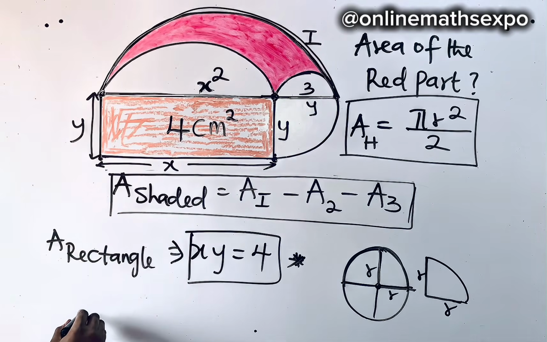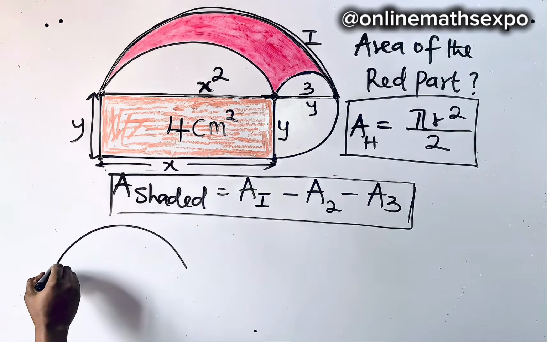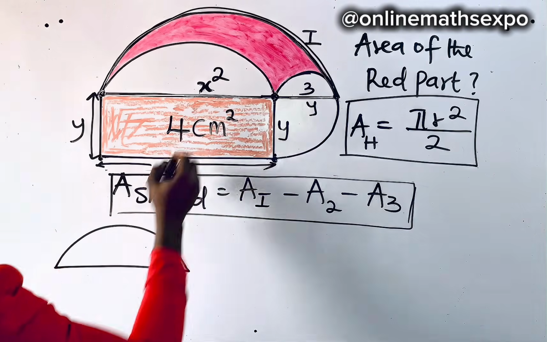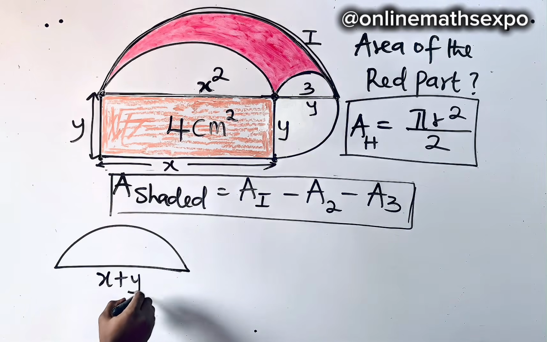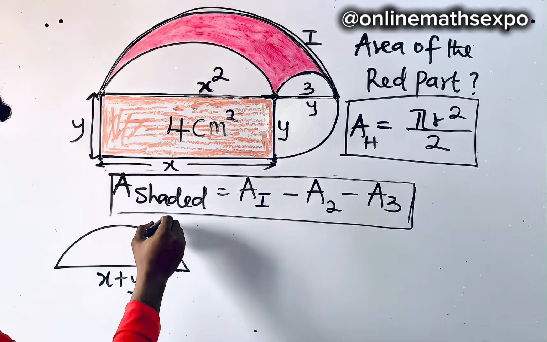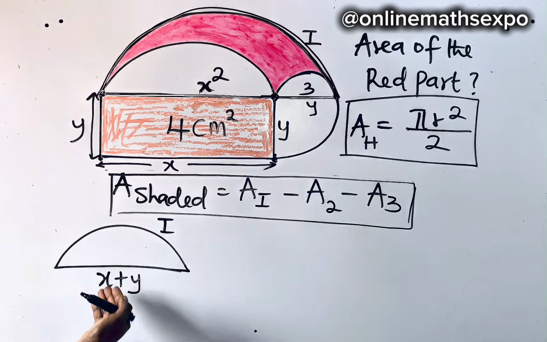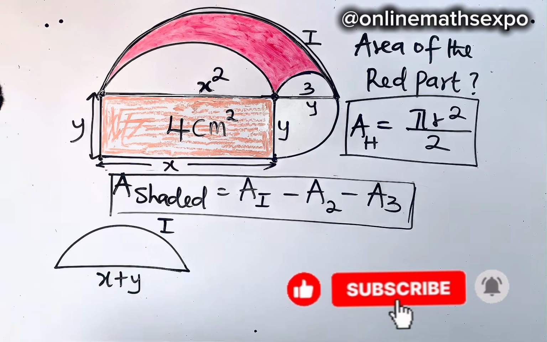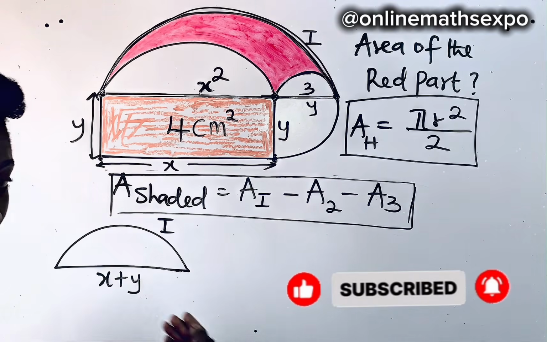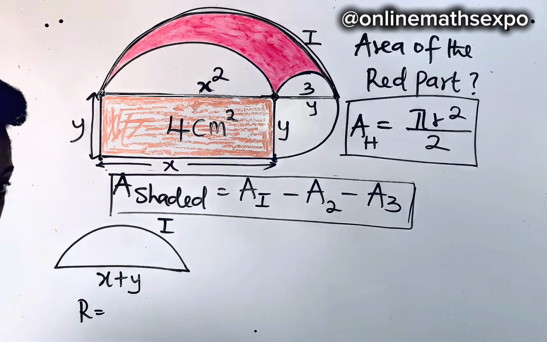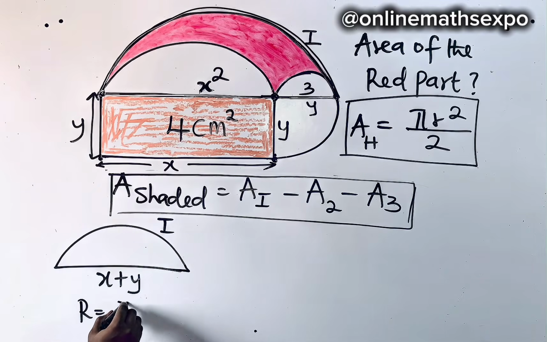So let's bring out that shape. This is what it looks like. Did you see that? The total length from here to here is going to give us x plus y. And if from here to here is x plus y, remember that is the diameter of the half circle. This is for half circle 1. Now, if the diameter is x plus y, to get the radius, remember that your radius is always your diameter divided by 2. So the radius is going to be (x plus y) divided by 2.